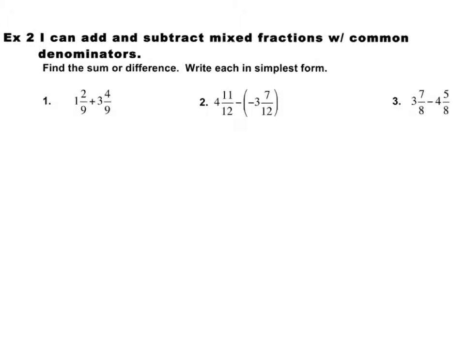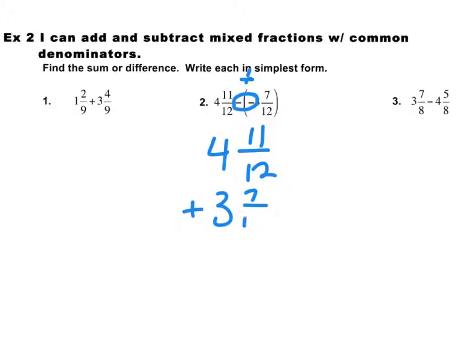So for our next one, let's pay attention to, I've got 2 negatives here. Those are going to make a positive. So when I set this up, I'm going to take 4 and 11 all over 12 plus 3 and 7 all over 12. All right, so now let's go ahead and add, and I'll take 11 plus 7, and I'm going to get 18 all over 12, and then I'll add my 4 and my 3, and I'll get 7.